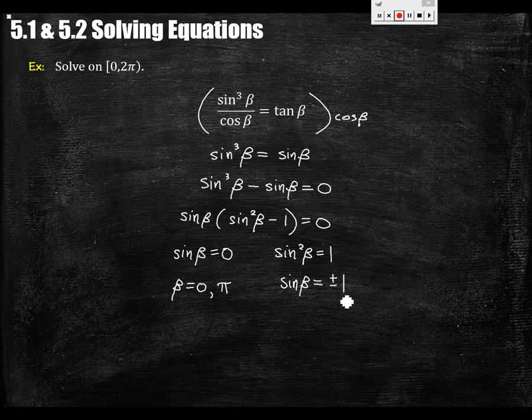Good. We still need to say what beta is here. What's beta? Yeah, when is sine 1 or when is sine negative 1? At the things you just said. Good. And then we're done with this problem.